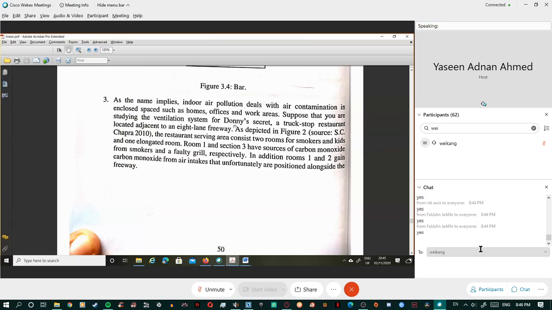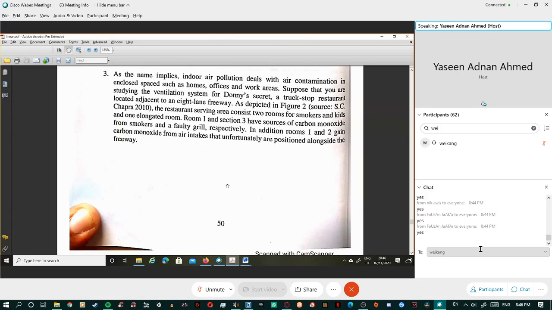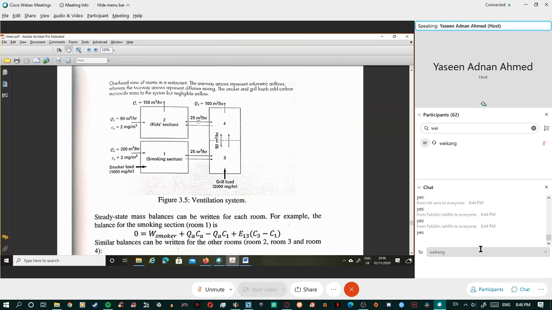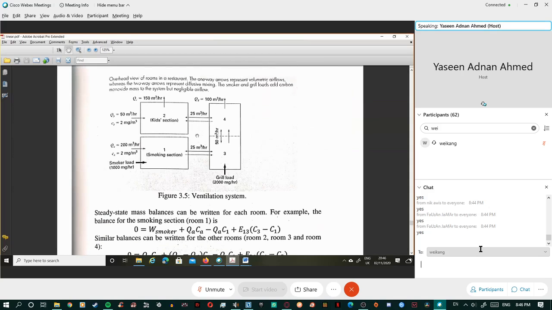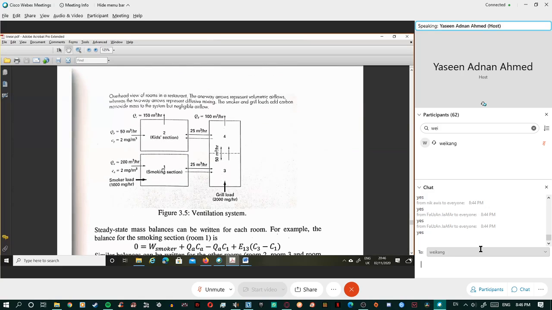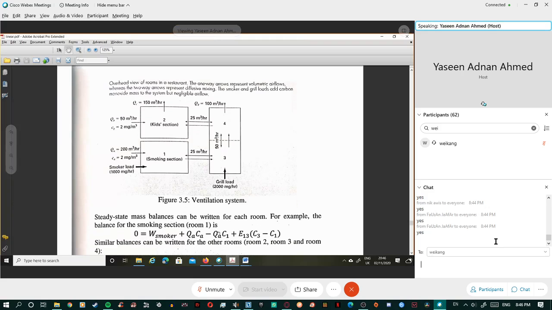Suppose that the starting ventilation is as given. You have to find out C1, C2, C3, C4 for all the rooms. If you consider C1, this is the C1 for this room and the flow is QA. So QA multiplied by C1, that is going out, so that is minus. And you can see this is the exchange.